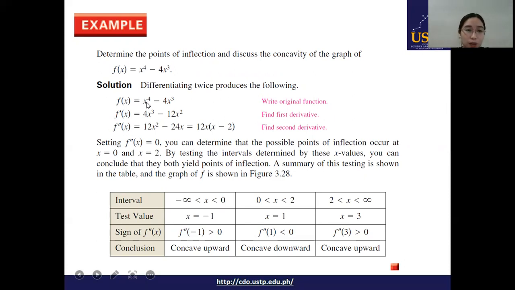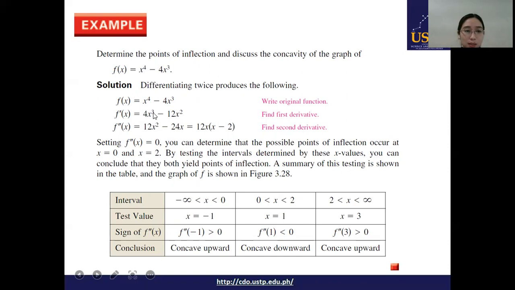So the derivative of x to the 4th power is 4x to the power of 4 minus 1, which is 3, minus 4 times 3, which is 12, x to the power of 3 minus 1, which is 2. Now let's solve for f double prime of x. By continuation, we derive our first derivative.